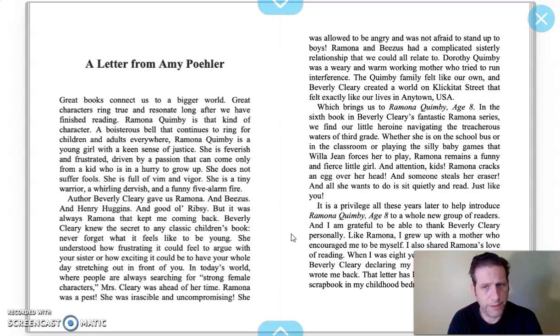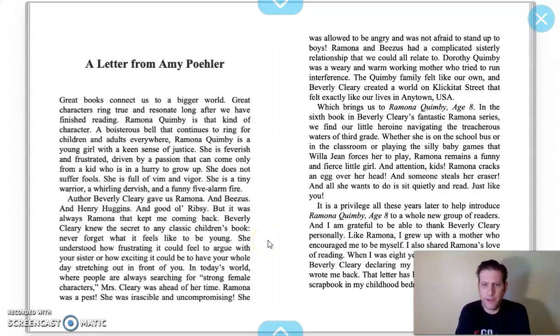Which brings us to Ramona Quimby, age 8. In the sixth book in Beverley Cleary's fantastic Ramona series, we find our little heroine navigating the treacherous waters of third grade, which many of you could probably make connections with. Whether she is on the school bus or in the classroom or playing the silly baby games that Willa Jean forces her to play, Ramona remains a funny and fierce little girl. And attention, kids, Ramona cracks an egg over her head, and somebody steals her eraser. And she wants to sit quietly and read, just like you.